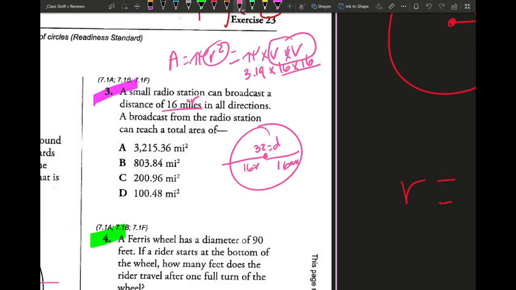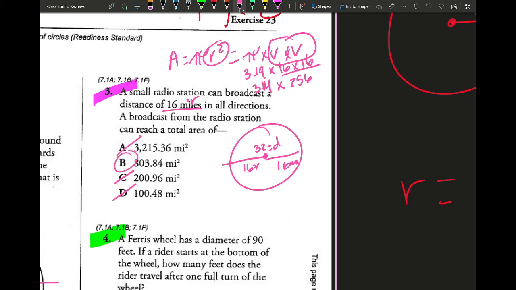16 times 16, that's 256. When you multiply that times 3.14, let's go ahead and estimate. 250 times 3. That's going to be what? That's 750? So it's definitely not B, right? It's not going to be C either because that's already less than 256, right? It's not going to be 3,000. That's like multiplying times 15, right? So it has to be B.